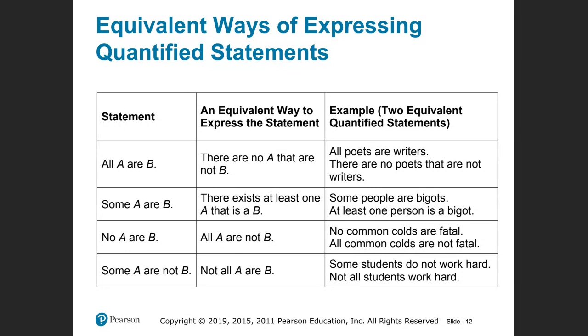And finally, some A are not B. An equivalent way to express this would be not all A are B. Examples: some students do not work hard, not all students work hard.